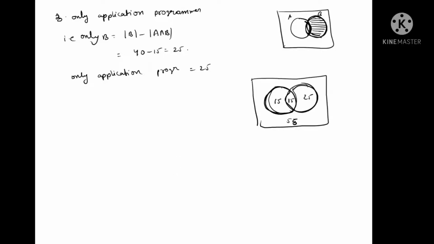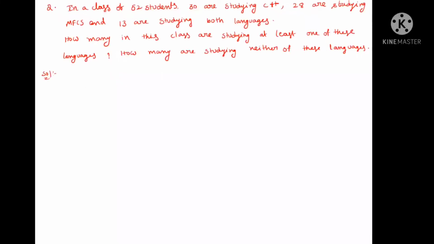See, this is the first problem. Now coming to the second problem. In a class of 52 students, 30 are studying C++, 28 are studying MFCS, and 13 are studying both languages. So in a class of 52 students, what is the total strength of the class? Total strength of the class is 52.